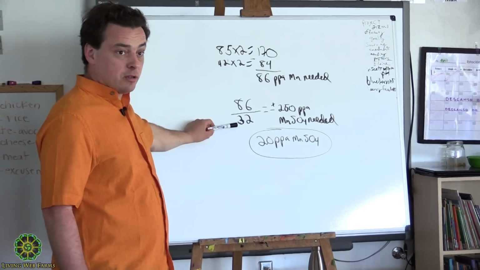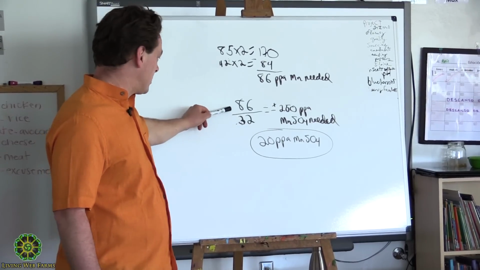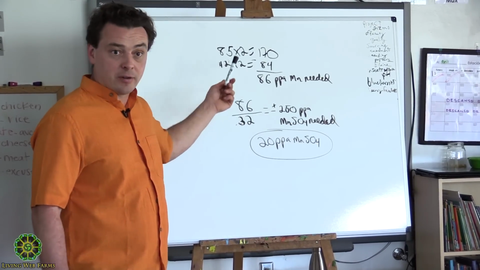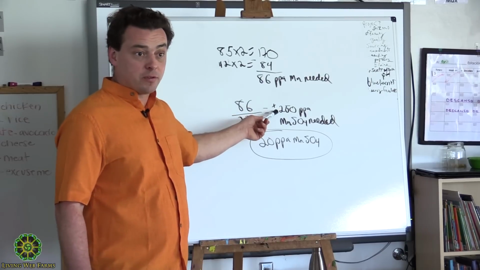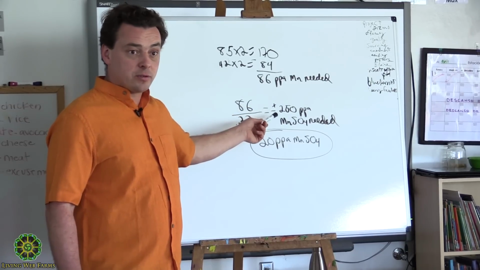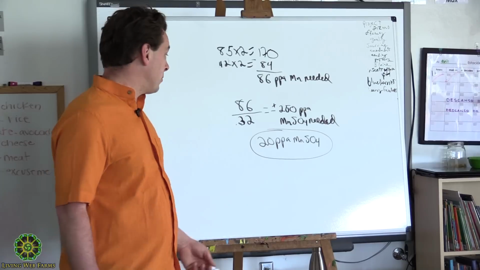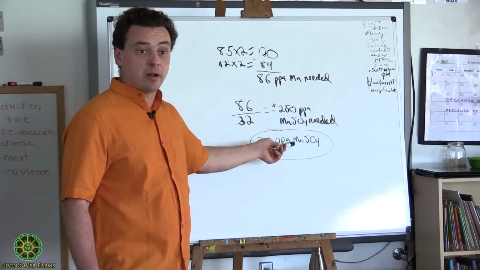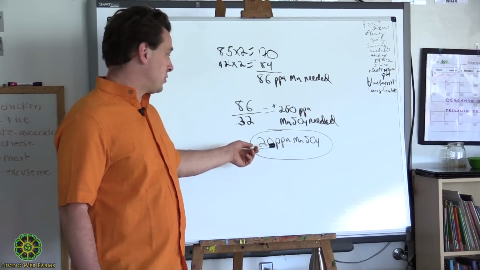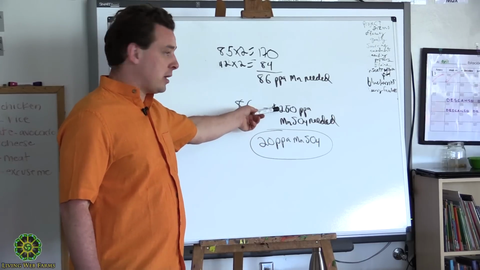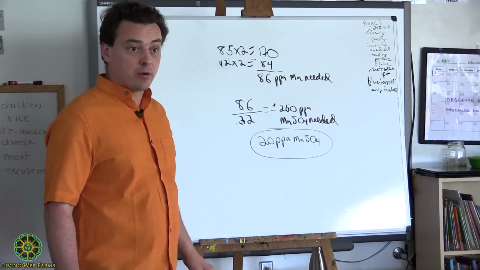Concentration range of manganese sulfate is 32%, so 86 divided by 0.32. I don't have a calculator. I said ballpark is 250. Tell me what the right answer is if anybody wants to. Close enough. Doesn't really matter because the max application rate is 20 pounds per acre. So 20 out of 250 is a 12.5-year process.